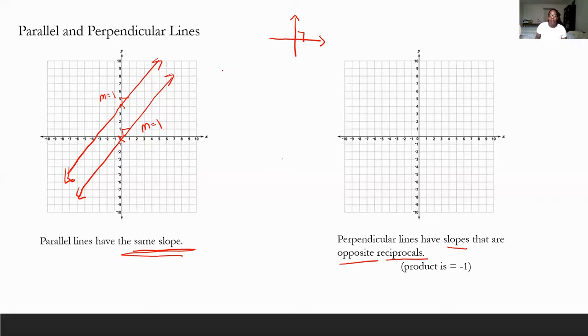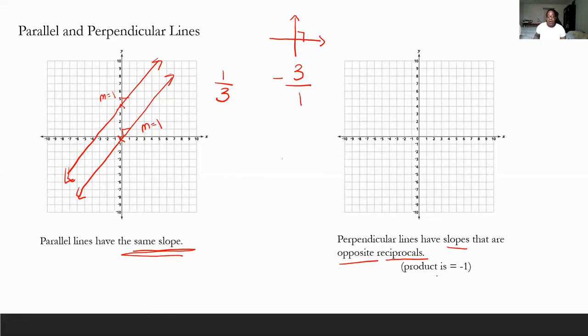So if I gave you 1/3, and it's a positive 1/3, that means the opposite of positive would be negative. And then in order for me to show the reciprocal, I need to flip it. So the 3 that was on the bottom, the denominator, is now going to be up top, the numerator. And the 1 that was up top, the numerator, is now going to be on the bottom, the denominator. So basically, the opposite reciprocal of 1/3 is -3/1.